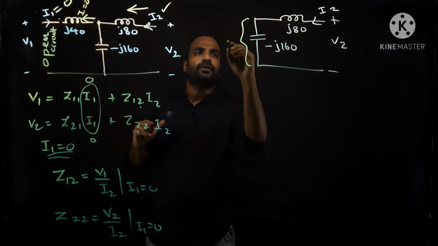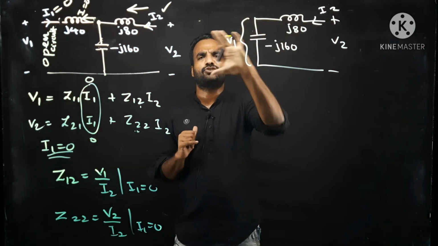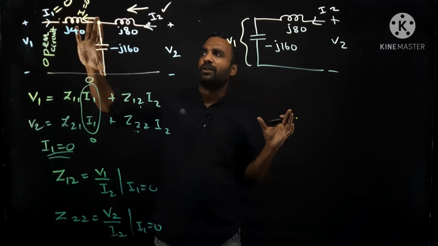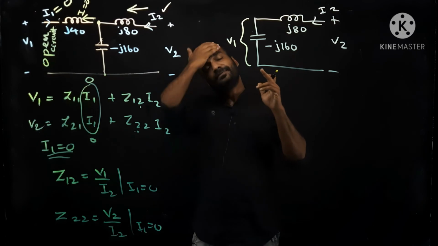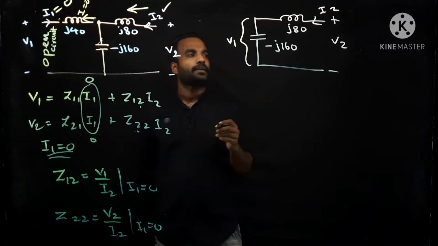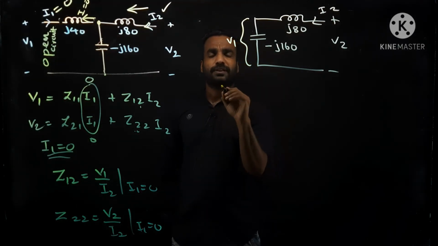So this will be V1, because this one and the output node are just parallel nodes, since this is not carrying any current. So this node and this node are just parallel nodes. Parallel nodes have the same voltage. Okay.